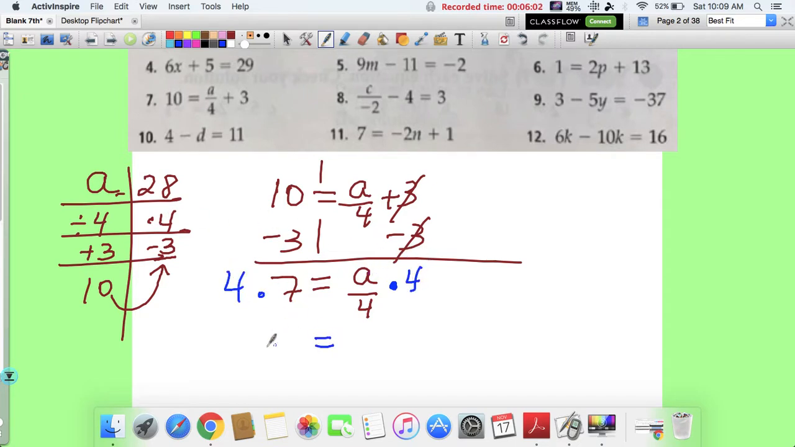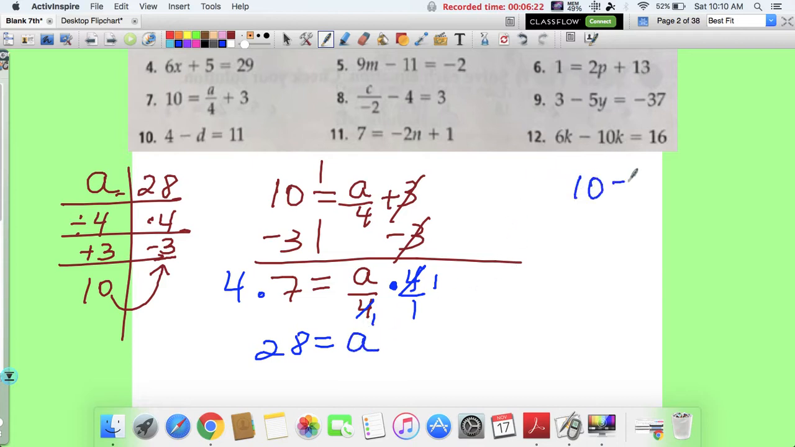On the left side, 4 times 7 is 28, so that's easy. But here, I can put the 4 over 1. I'm just going to show you why it equals 1. So before we multiply, we can simplify. 4 divided by 4 is 1. 4 divided by 4 is 1. So I have a bunch of 1s. 8 times 1 is 1, and 1 times 1 at the bottom is 1. So I have a over 1, which is just equal to a.